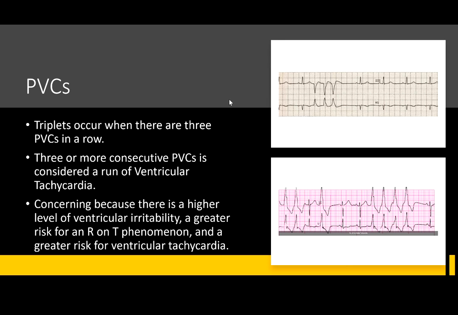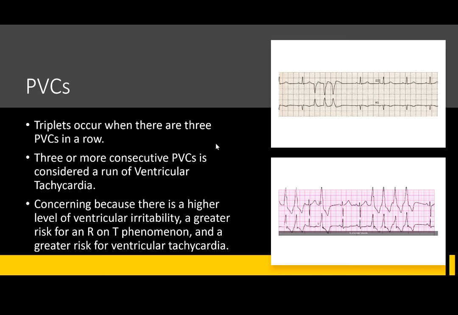Anything that's more than 3 consecutive PVCs, so up here we have 3 in a row, and if you look down here, we have 4 in a row, we would consider that a run of V-tach. Some texts consider 3 in a row a run of V-tach, so I'm not going to get too picky on what you decide is a run of V-tach, but if you're not calling this a run of V-tach, make sure you're labeling that as a triplet PVC, triplet of PVCs.